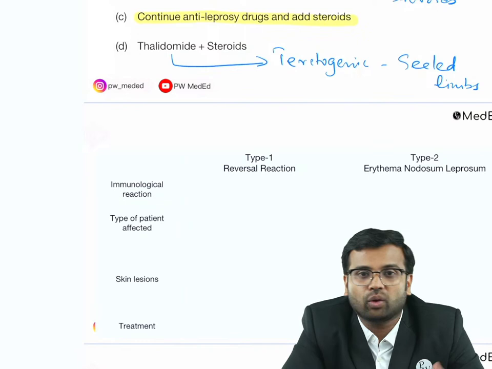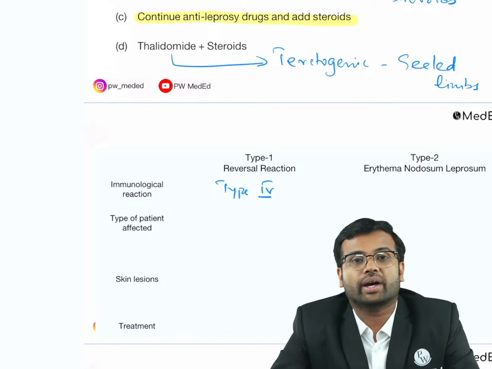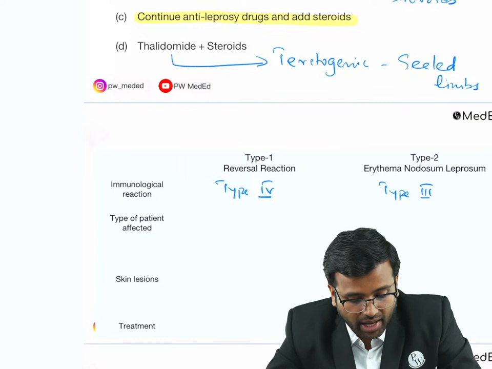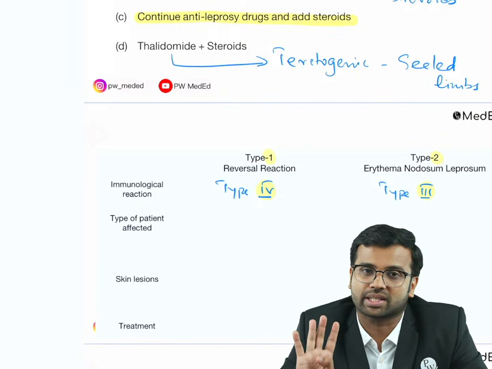And what is the type of hypersensitivity? The type of hypersensitivity that is seen in type 1 is type 4 hypersensitivity. Whereas the type of hypersensitivity that you can see in type 2 is type 3 hypersensitivity. How do you remember this? You can remember it as 1 plus 4 equals to 5 and 2 plus 3 equals to 5. So type 1 is type 4 and type 2 is type 3.